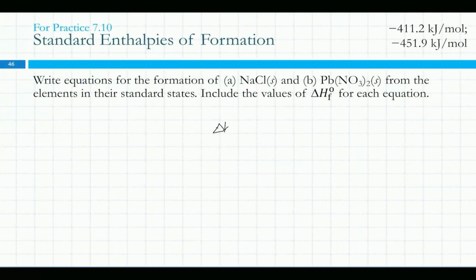So the delta H of formation, negative 411.2 kilojoules per mole. And you could probably take a guess. What would the standard state of sodium be? Oh, the enthalpy of formation for sodium would be 0, but what is its standard state? Is it going to be a solid, liquid, or gas? Solid. Sodium's a metal. And it's a solid at room temperature. There's only one liquid metal at room temperature, that's mercury. So this would be Na solid.